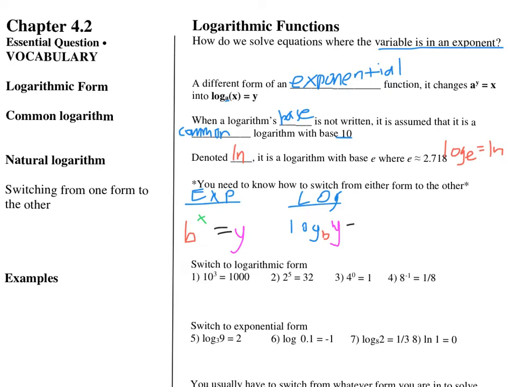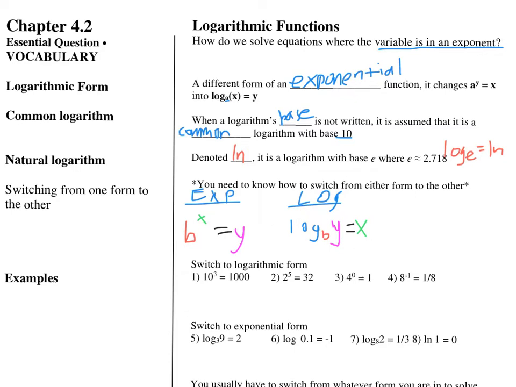And then, so what happens to the x? Well, now the x, since it broke up with the base, is all over here by itself. So that, as you can see, goes back to answering our essential question here. How do we solve equations where the variable is in the exponent? So this variable that was in the exponent up here is now isolated over there. It's all by itself on its own side of the equal sign. So that's the crucial aspect of the log.